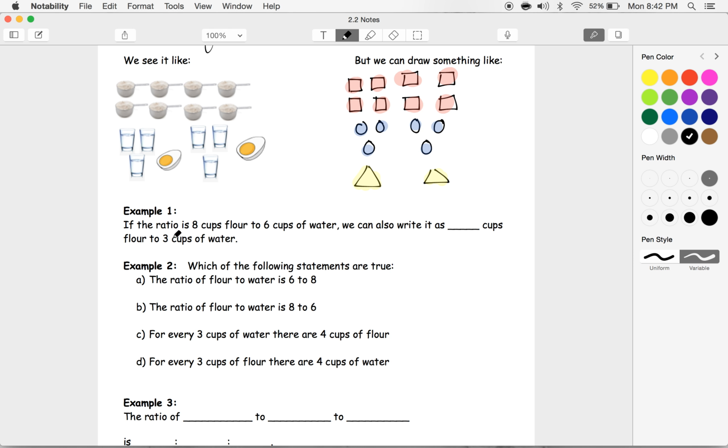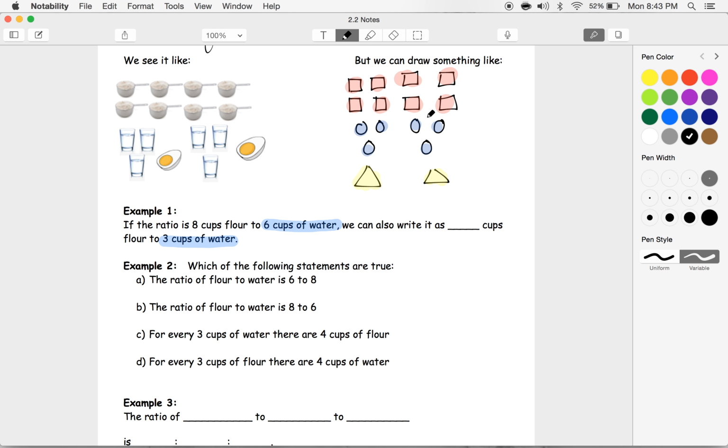So it says if the ratio is 8 cups flour to 6 cups water, we can also write it as blank cups flour to 3 cups water. Now, if we notice, it was 6 cups of water and it became 3 cups of water. So I have to decide, did I scale up? Did I scale down? It looks like I went from 6 to 3. I scaled down. It was getting smaller. The way I was doing it, I was dividing by 2.